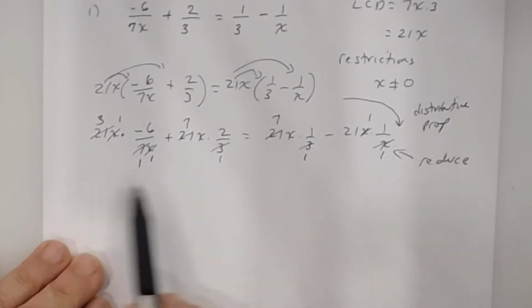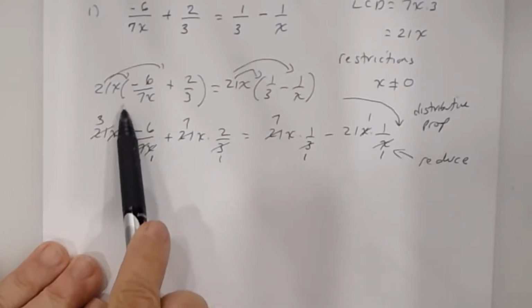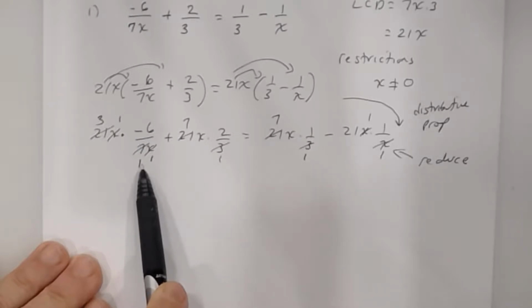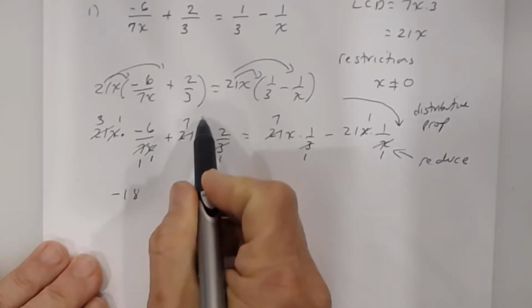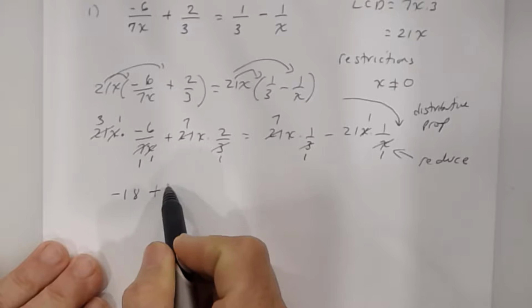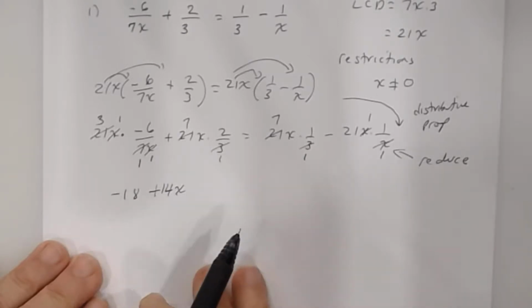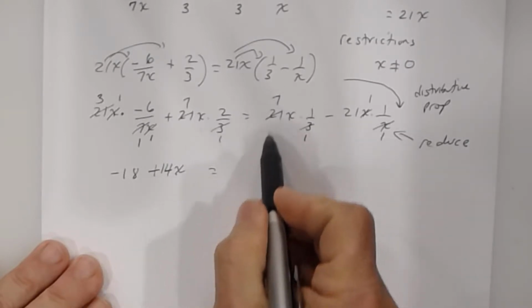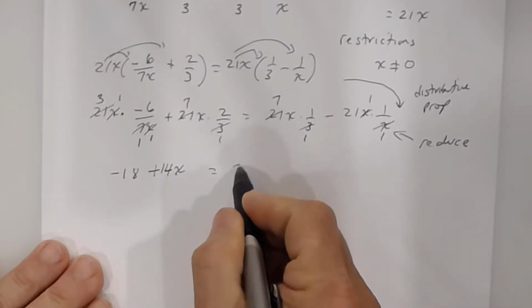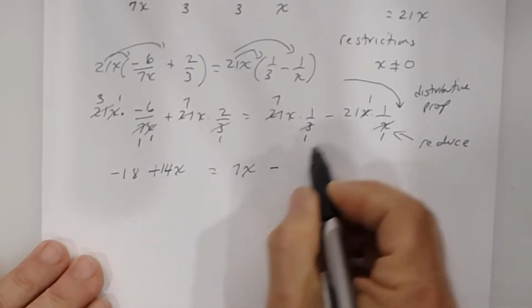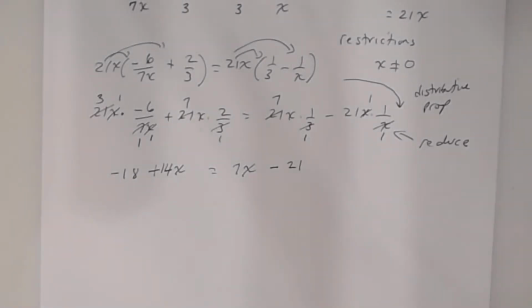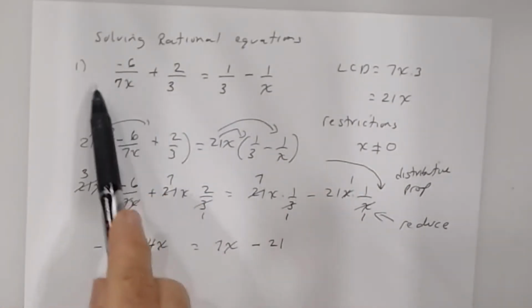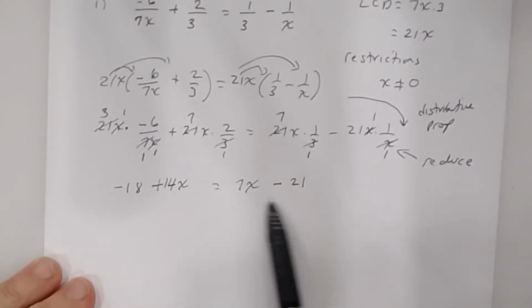All right, now let's rewrite all of this. 3 times 1 times the negative 6 is what? Negative 18. Plus 7 times x times 2 is 14x. Equal 7 times x times 1 is 7x. Minus 21 times 1 times 1 is 21. So that's where I'm at. So I went from a rational equation that had variables in the denominator to a simple linear equation.